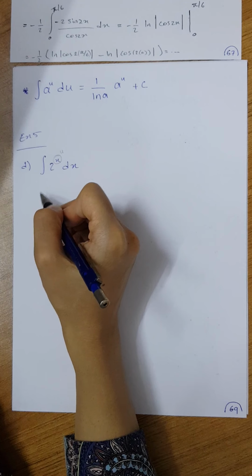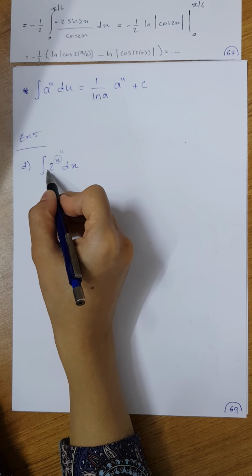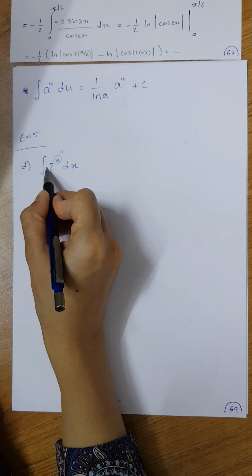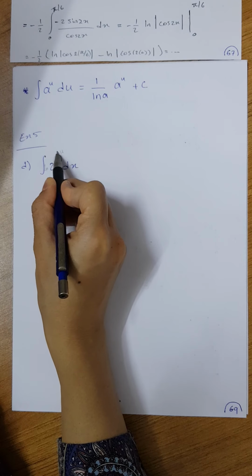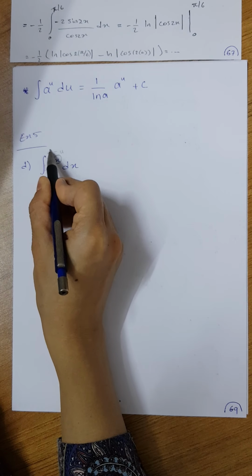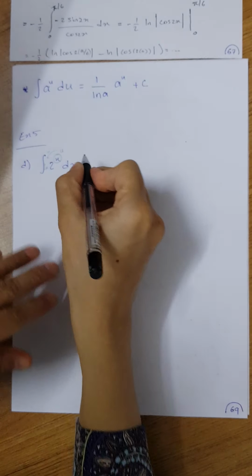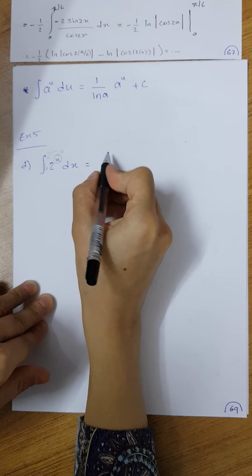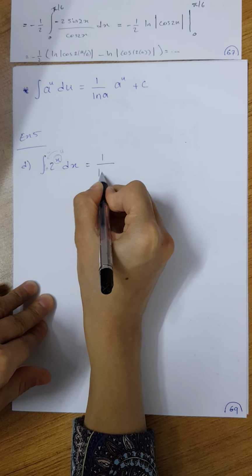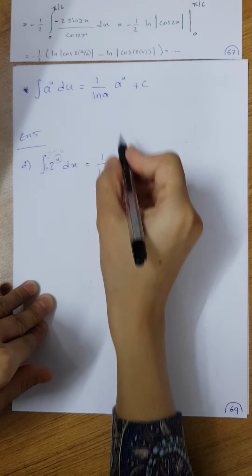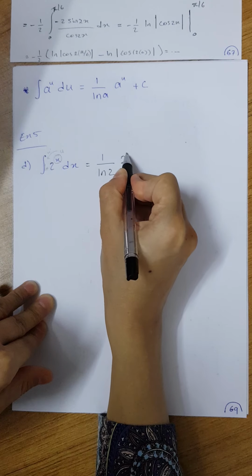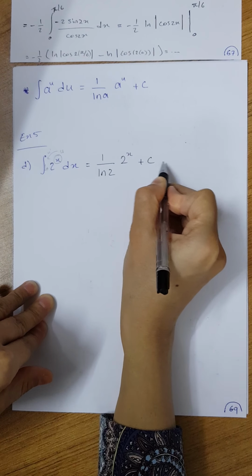What is the derivative of x? It is equal to 1. It's right next to it, okay? It's like it's multiplied by 1, so the derivative of this one is u prime. I have it right next to it. So what is that integration equal to? It is equal to 1 over ln of the base, that means ln of 2, multiplied by the exponential function itself plus c. That's it.